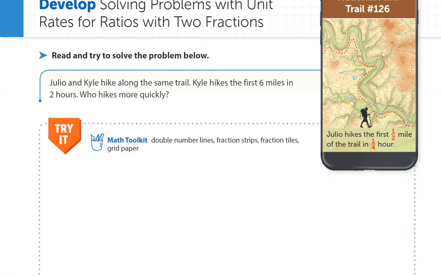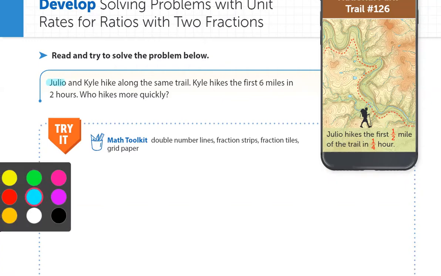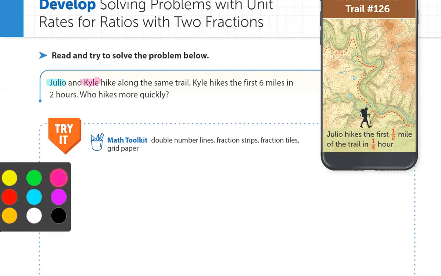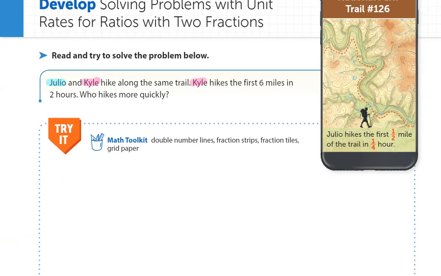So Julio and Kyle hike along the same trail. Kyle hikes the first 6 miles in 2 hours. And over here we've got Julio hikes the first half mile in a quarter hour. And the question that we are being asked is, who hikes more quickly? Who's faster? And in order to be able to compare them, they need to be the same rate.